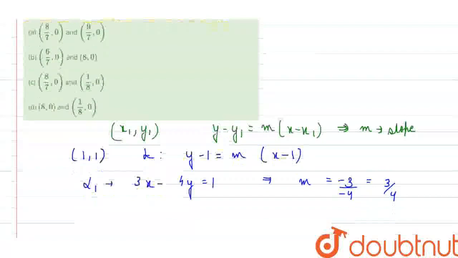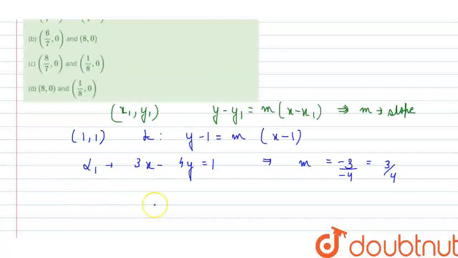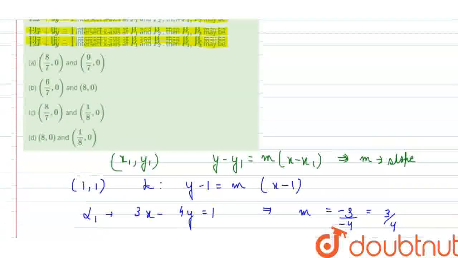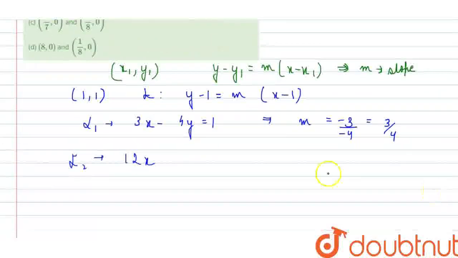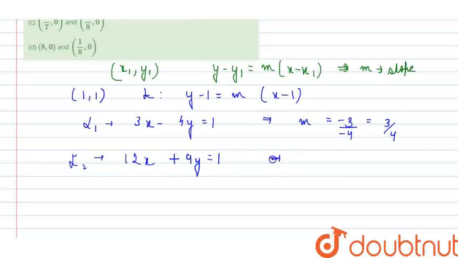Similarly, the second line L2 is 12x plus 9y equals 1. So from here, what is m? m would be equal to minus 12 upon 9, which comes out to be minus 4 upon 3.